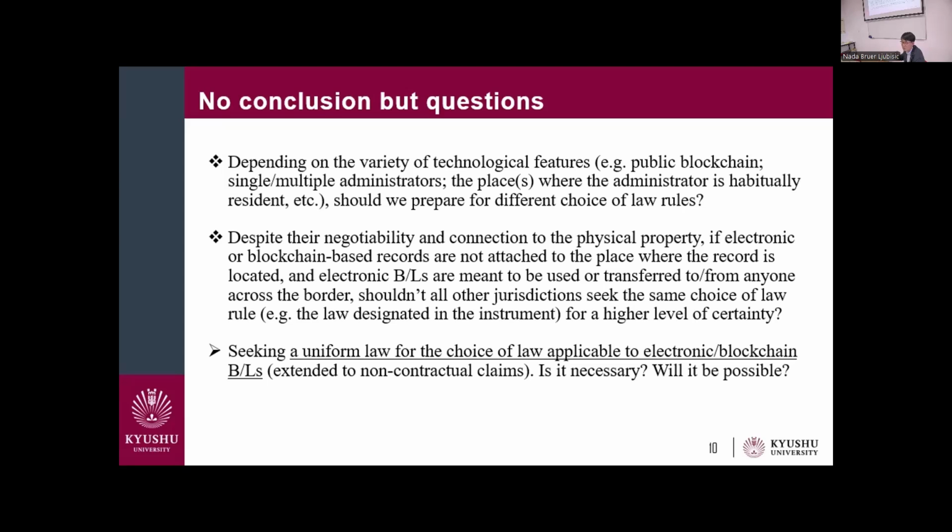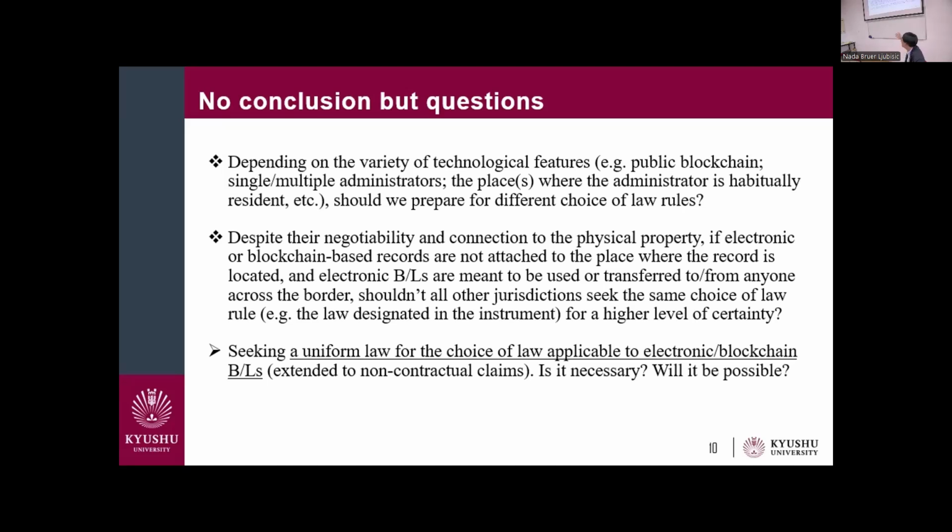Another kind of question, and one destination I want to touch upon as a result of further research, is this: despite their negotiability and connection to physical property, if electronic or blockchain-based records are not attached to the place where the record is located, and electronic bills of lading are meant to be used or transferred to or from anyone across the border, shouldn't all other jurisdictions seek the same choice of law rule? For example, as in the case of Swiss law, the law designated in the instrument, in order to achieve a higher level of certainty in private international law.